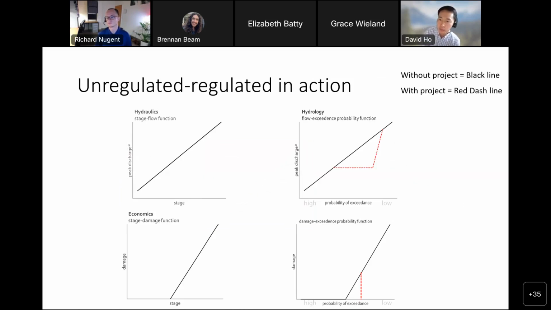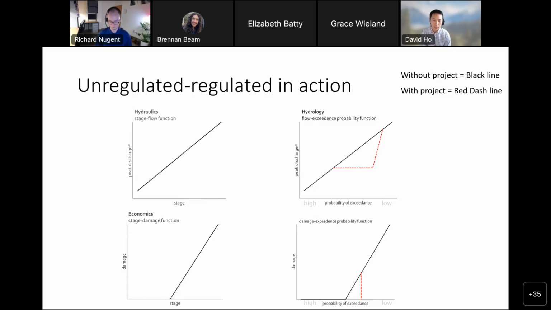Right. So this slide here, unregulated to regulated curves in action. So this is just kind of putting everything together. So let's say we have your unregulated frequency curve and your regulated frequency curve. So this will show you just how your frequency curve, which is one of the first inputs that you put into FDA, can impact your damage frequency curve, which is what you end up using to estimate your expected annual damages. Let's say you have a project where you're expanding the floodplain to allow more water to store over bank, and you want to see how expanding the floodplain helps with reducing your flood damages.